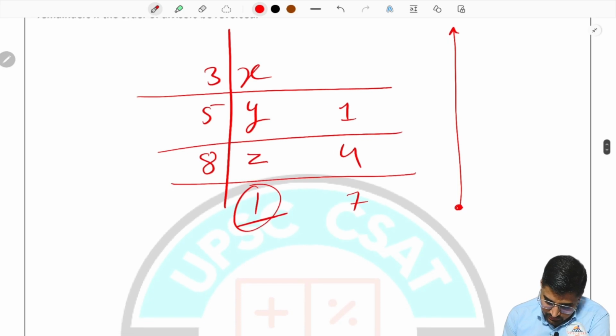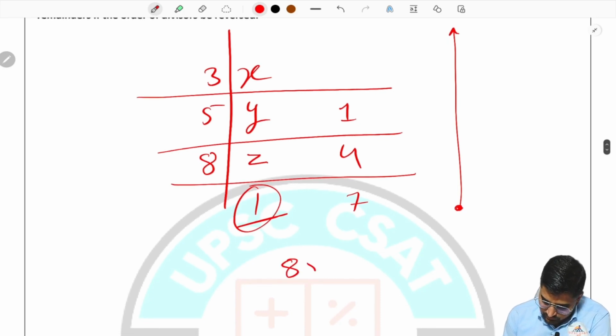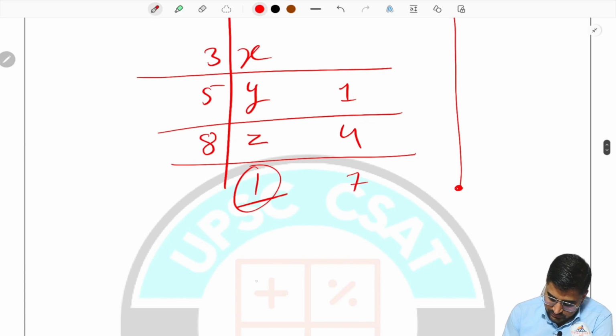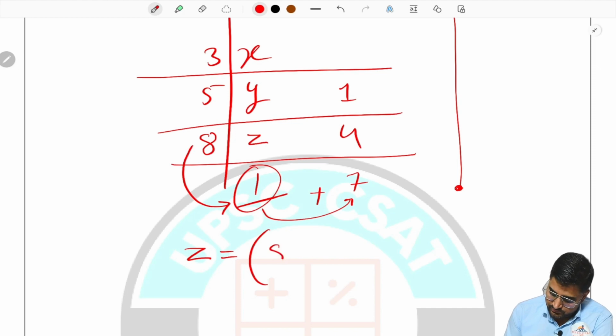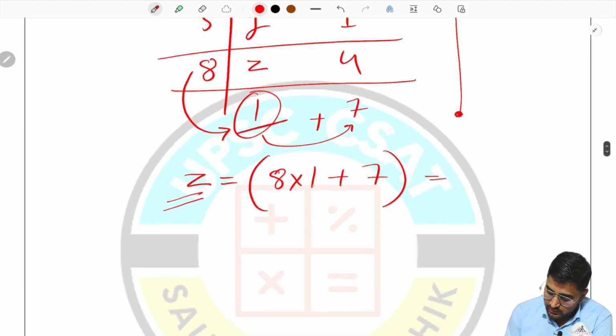The first situation came when 8 is multiplied by z. Let me reframe it again for your convenience. 8 multiplied by 1, which is the value of z, and then add the remainder. 8 into 1 is 8, 8 plus 7, it became 15.